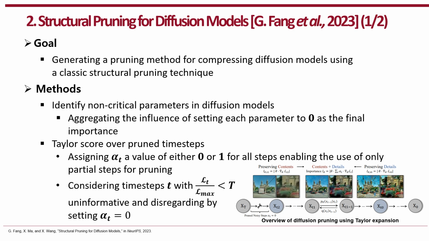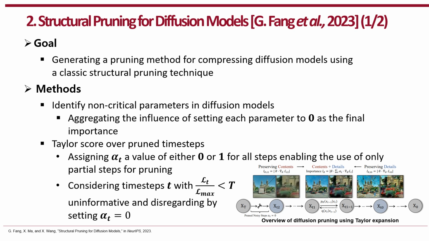The first paper to be presented is Structural Pruning for Diffusion Models. This paper was published in 2023, and it proposes a new pruning criterion to evaluate the importance of weights at each time step to apply structural pruning to diffusion models, which can effectively reduce the model size by removing unnecessary parameters and substructures from the network.